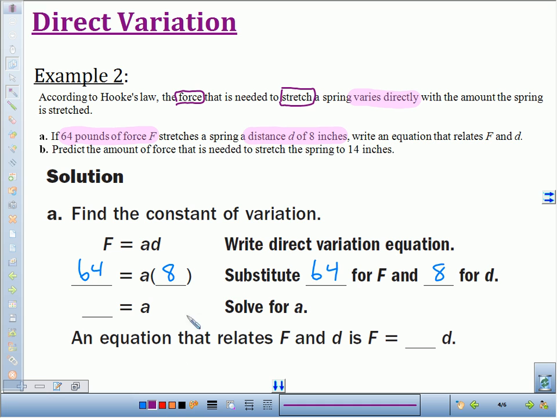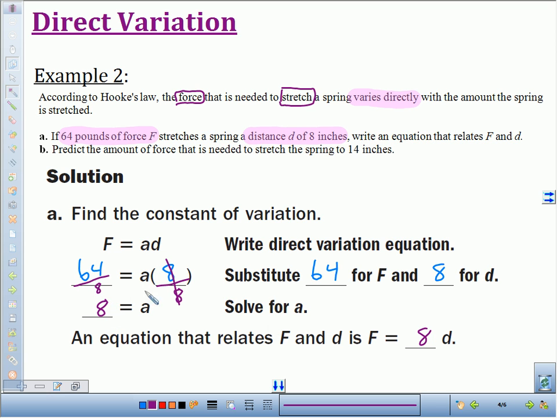And we will solve this equation. Divide by 8, and 64 divided by 8 is 8. So, a equals 8. That means that our equation is F equals 8D.